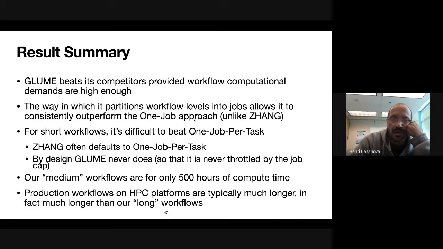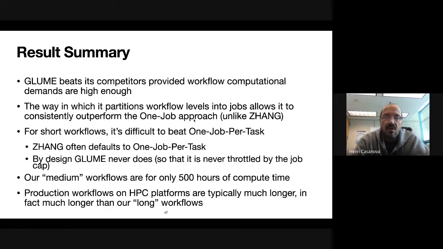So the summary of the results: GLUME beats its competitors, provided that workflow computational demands are high enough. And the way in which it achieved this, unlike Zhang, the previous work in this area, is that the partitioning of the workflow levels into jobs is to optimize the max span. And in particular, that partitioning allows it to outperform the one job approach.